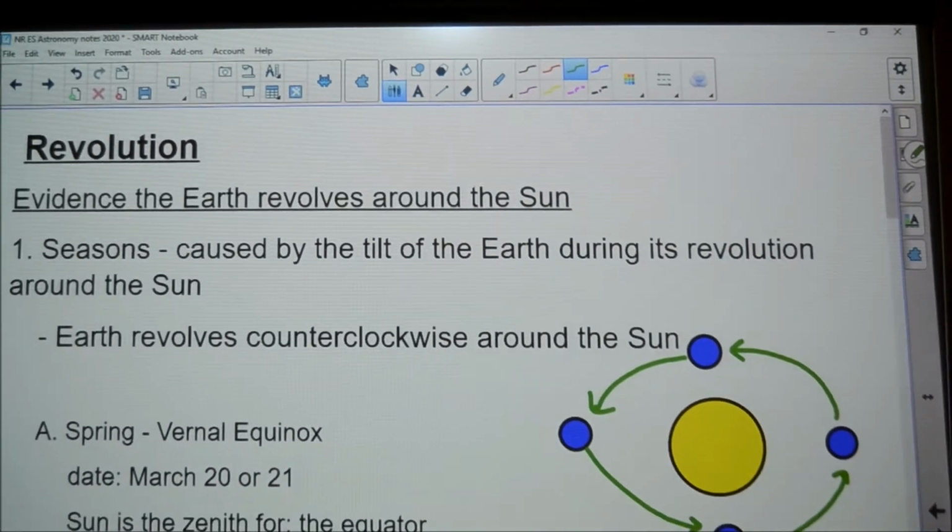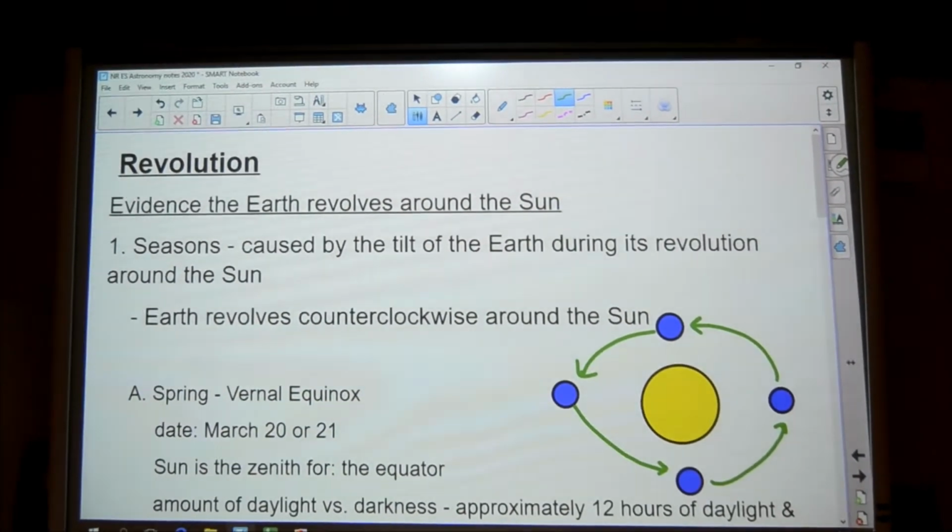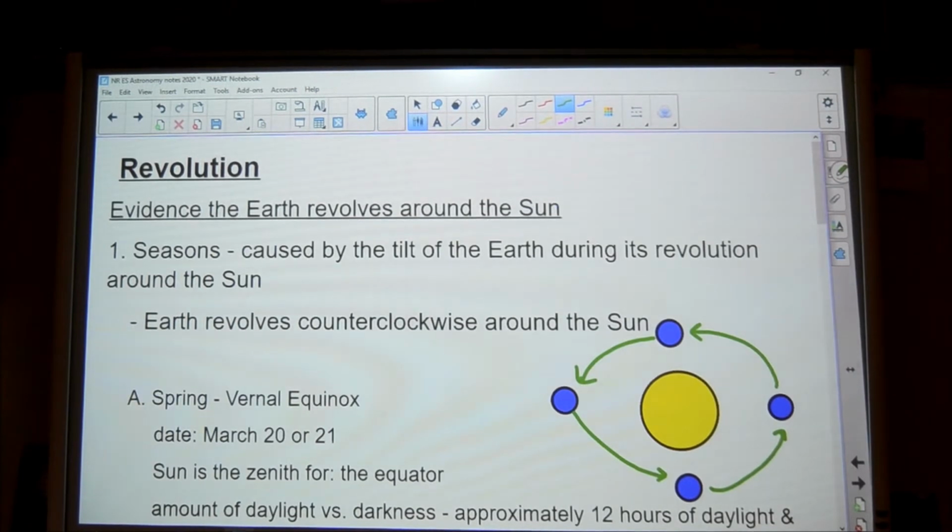Spring, also known as the vernal equinox. Dates, either March 20th or 21st. Now, this year it was the 19th, but this year we also had an extra day on February 29th. That's leap year, leap day. The sun is at the zenith, so the sun is directly above the equator. The amount of daylight is approximately 12 hours of daylight and 12 hours of darkness.